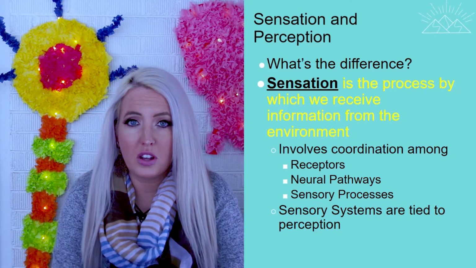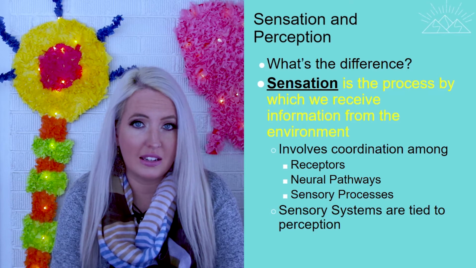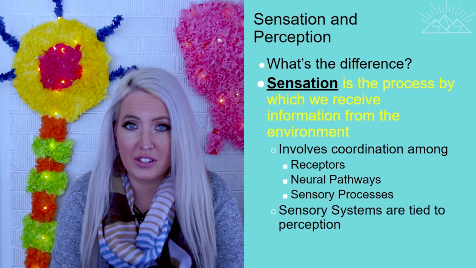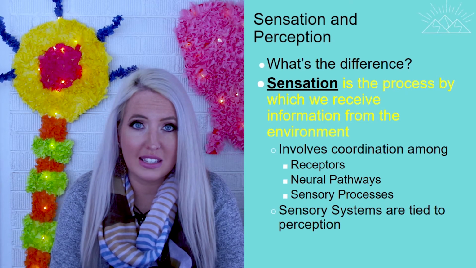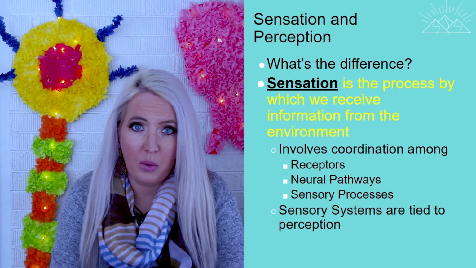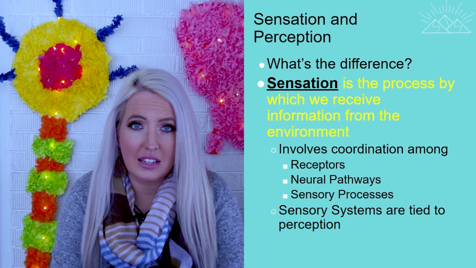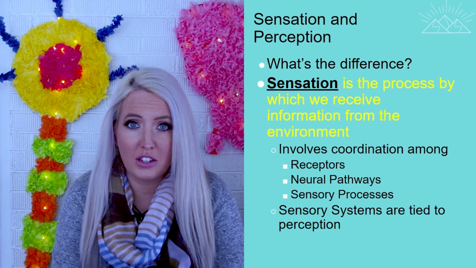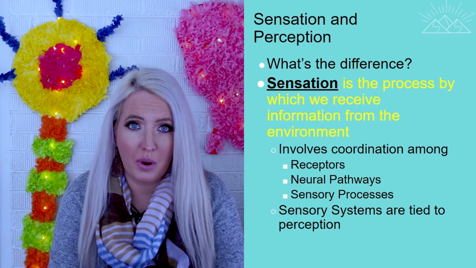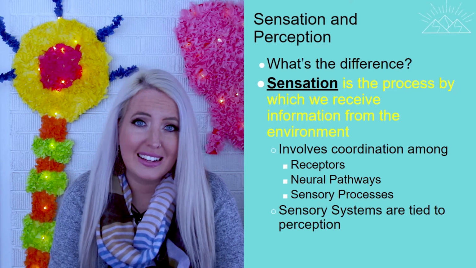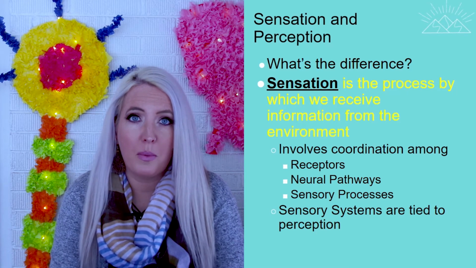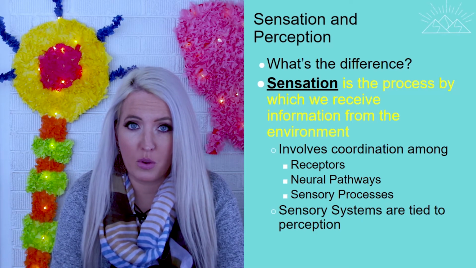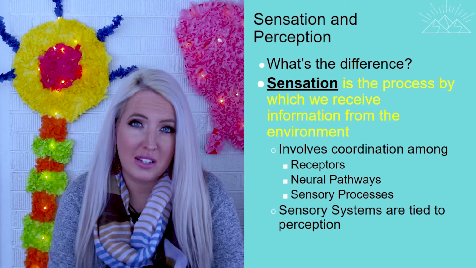So this involves a whole lot of different processes. Coordination from the receptors in our skin and in all of our senses, our neural pathways, the sensory processes, the different parts of the brain, and how this information is transduced into something our brain can understand. It's a complicated process, but the more we understand it, the better we can understand how we make sense of the world. And that's really what perception is.